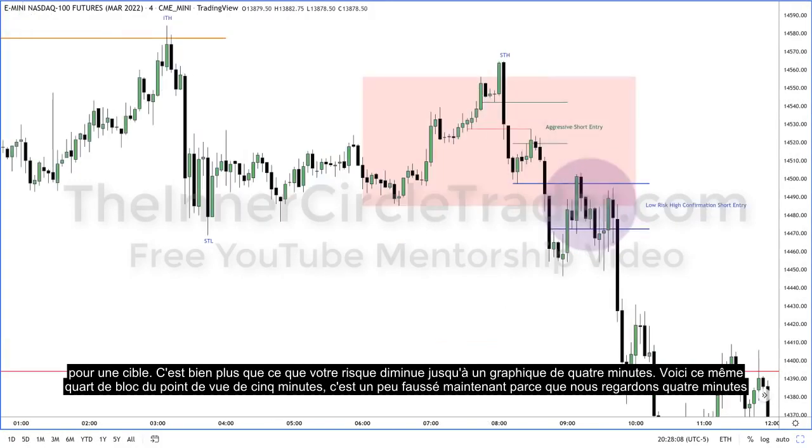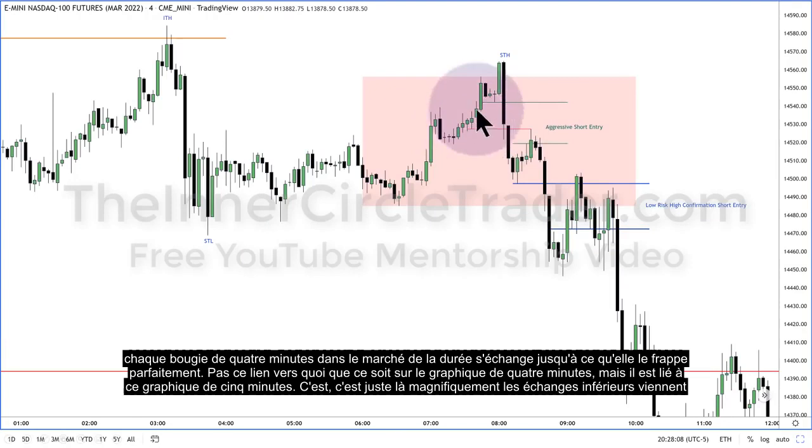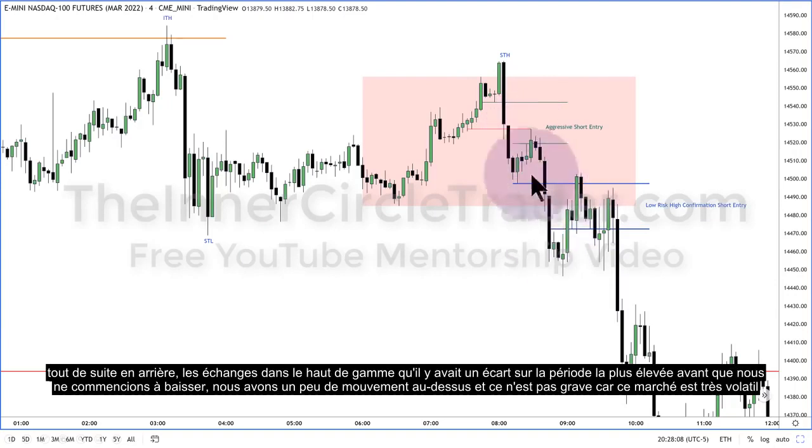Dropping down to a 4-minute chart, here's that same order block from the 5-minute perspective. It's a little skewed now because we're looking at 4 minutes. Each candle's 4 minutes in duration. Market trades up into that, hits it perfectly. Not that it's linked to anything on the 4-minute chart, but it's linked again to that 5-minute chart. Hits it right there beautifully, trades lower, comes right back up, trades into the top end of that fair value gap on the higher time frame before we start dropping down.